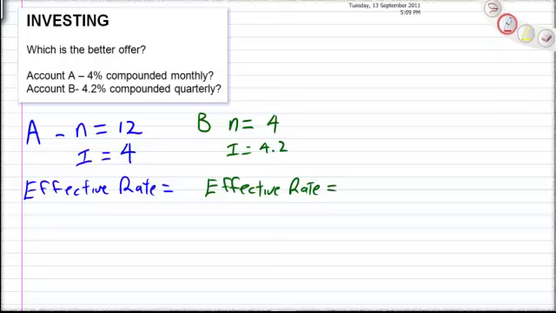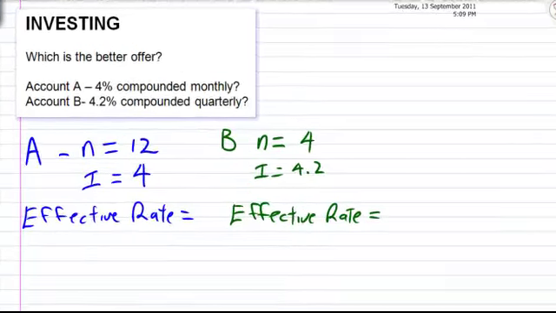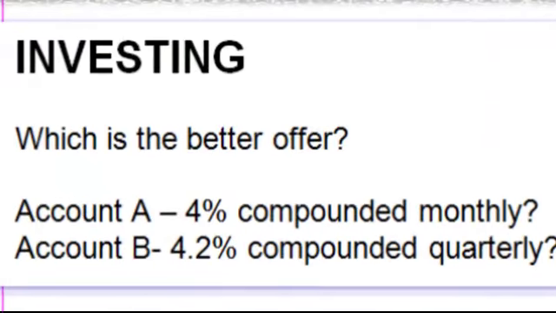Okay, so let's have a look here. If you're investing, which is the better offer? Account A, 4% compounding monthly, or account B, 4.2 compounding quarterly. Notice that compounding quarterly, compounding monthly, these are completely different now. These are two things that you've got to work out. You can't compare them. You can't say, well, 4.2 is better because it's higher. So we have to use the calculator, and this is quite simple.